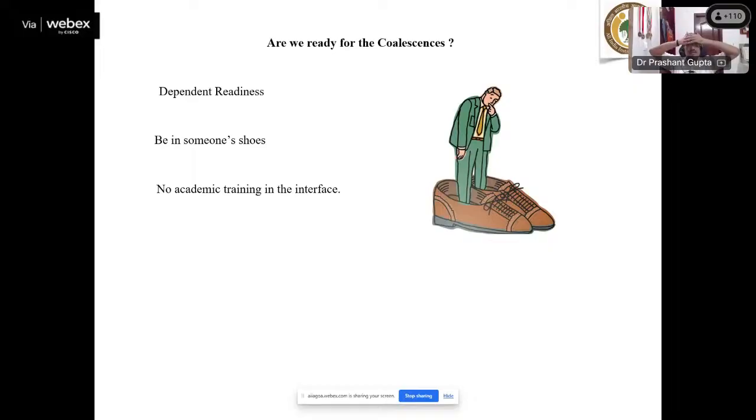Why are we ready for the coalescence? Dependent readiness. Just 4 to 5 years back when I was studying it, no one was working on it. Few people from Pune, few people from maybe IGIB were working on it. We used to request every informatics fellow, please do this docking or dynamics for us. With God's grace and the director's grace, we developed such a lab that now we can do anything in a single click.